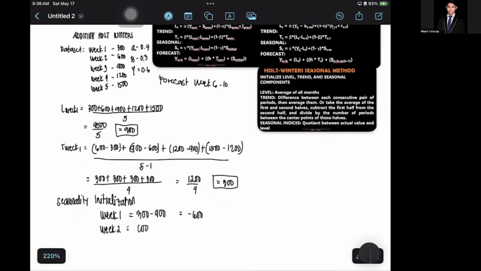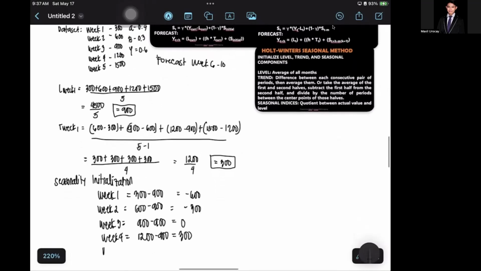What about for week two? That is 600 minus 900. And that will become negative 300. Week three is 900 minus 900. That is 0. Week four, that is 1,200 minus 900. That is positive 300. Then week five, that is 1,500 minus 900 is equals to 600. That's how you will do that one.